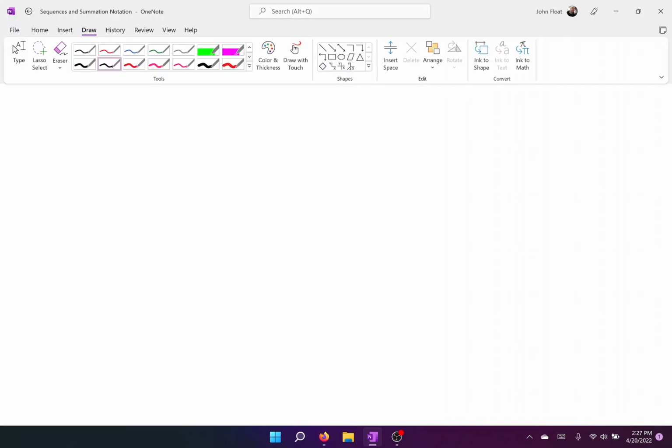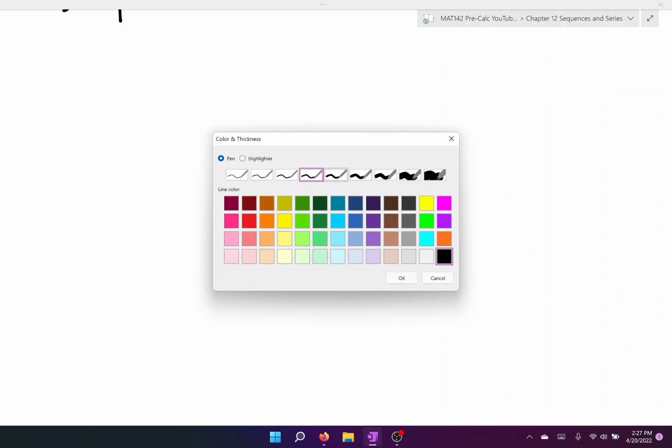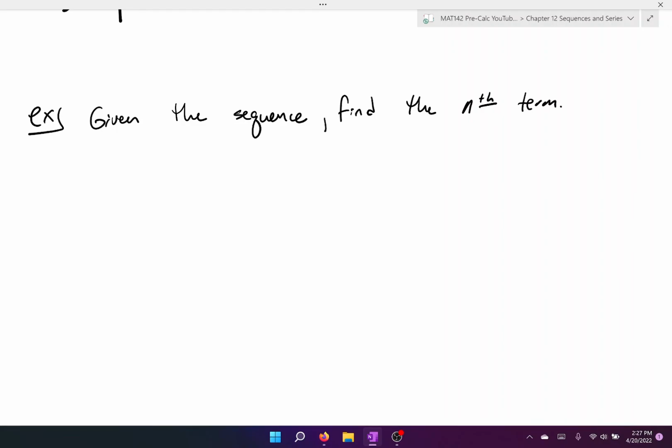Now, with the next example, I'm going to be changing up the directions a little bit. What I'm going to do here, if it'll let me change my pen, is give you a sequence. So given the sequence, find the nth term. We're going to start off with a really easy one first.